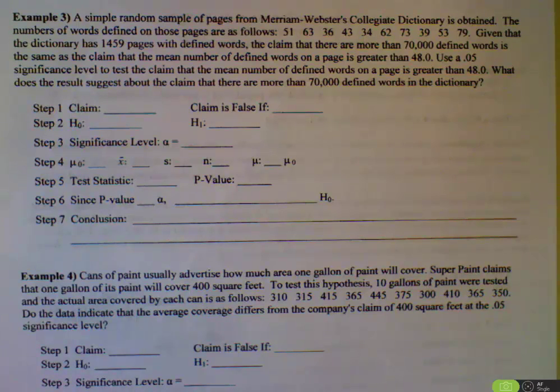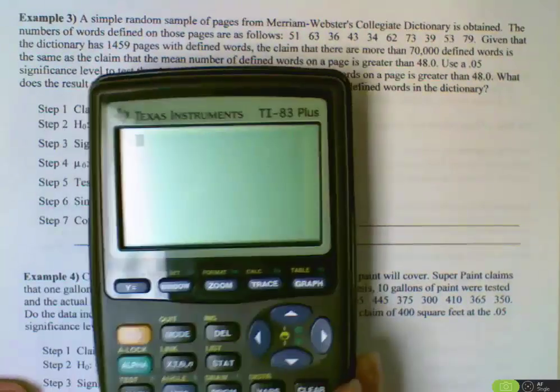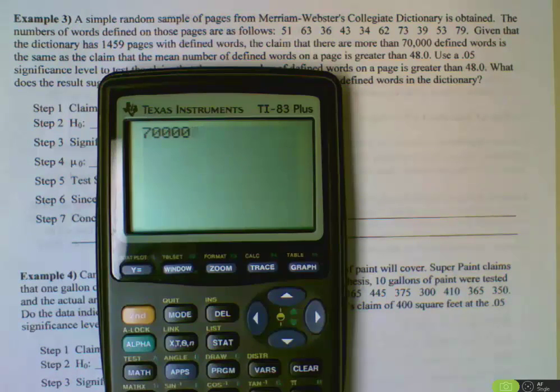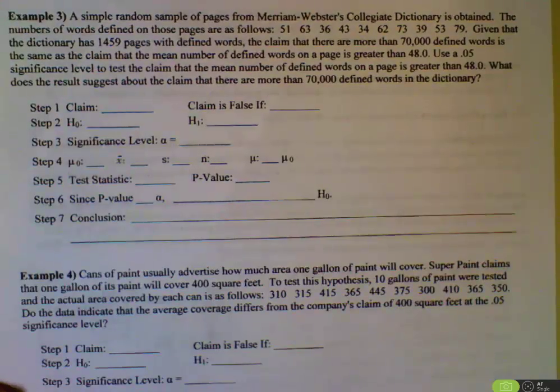Now let me think about where that 48 came from. If the dictionary had 70,000 defined words in it, as it claims, and we divided that by 1,459 pages in the dictionary, that's the 48 words per page. If the dictionary does have 48 words per page for the 1,459 pages, then yes, it does have about 70,000 defined words in it.